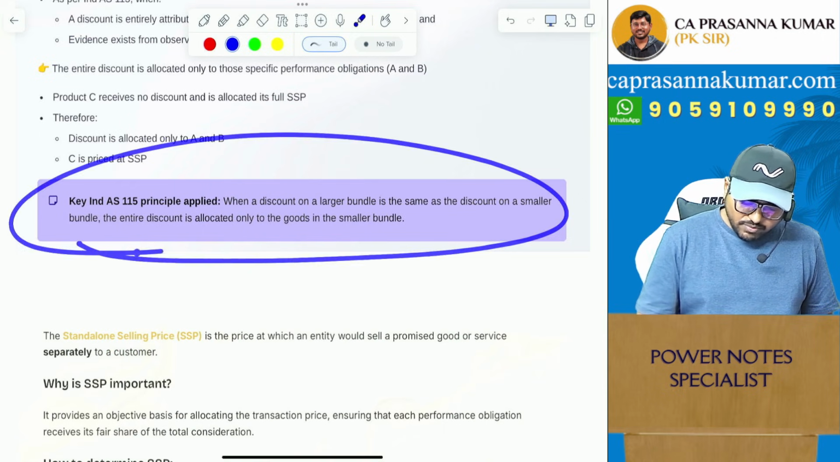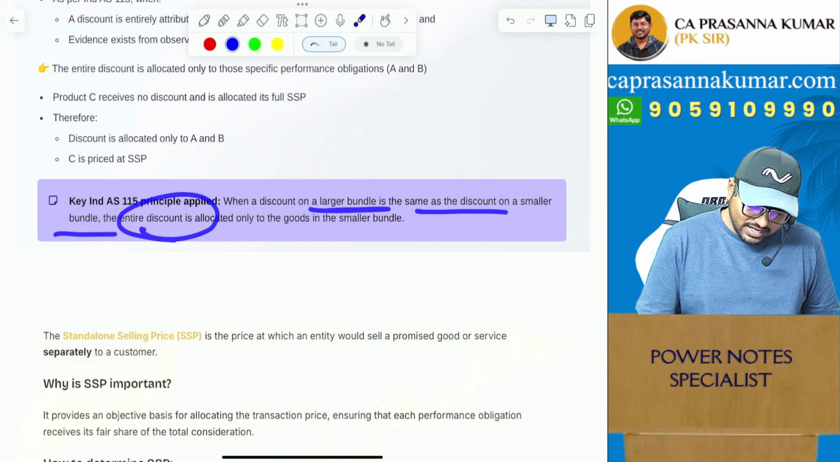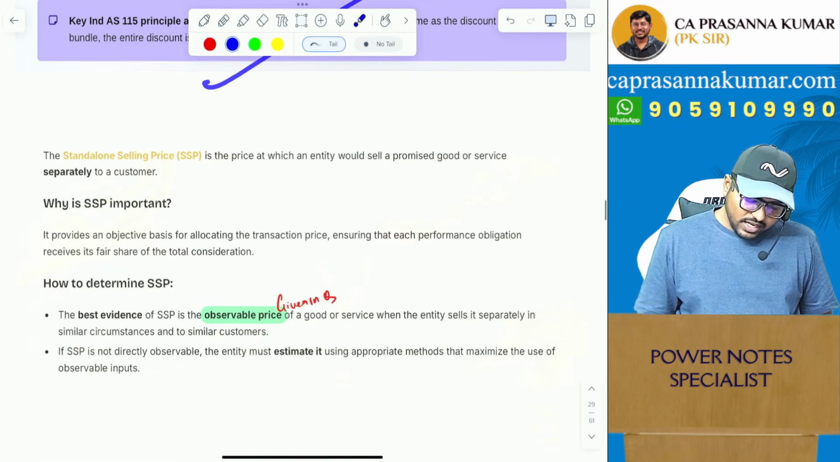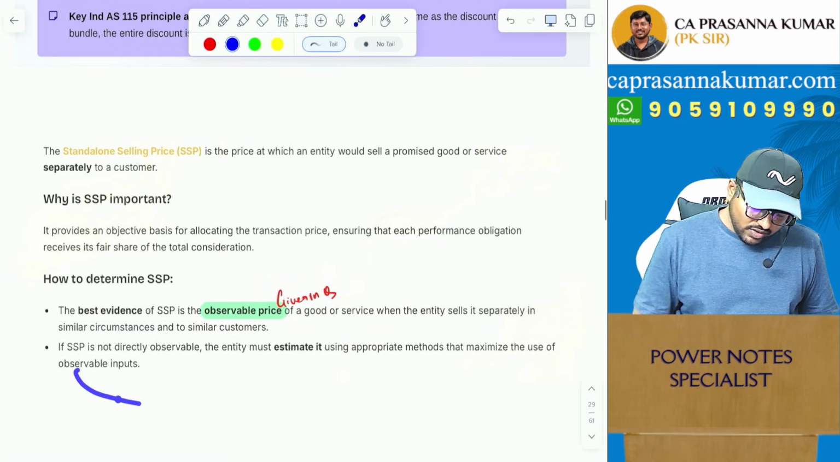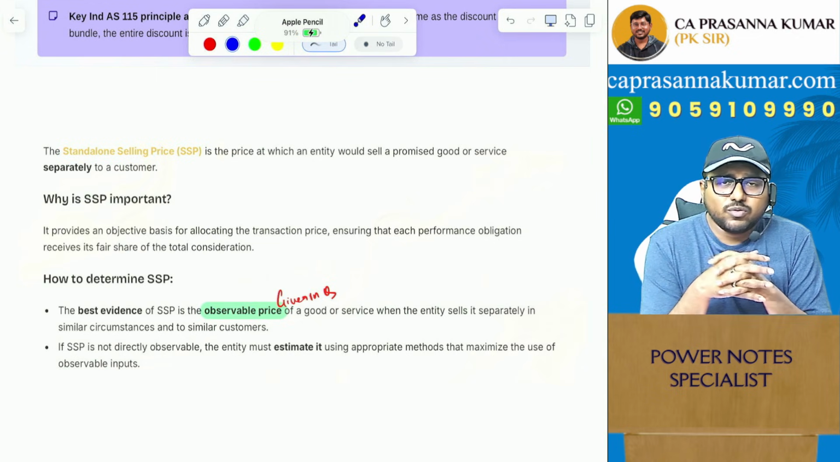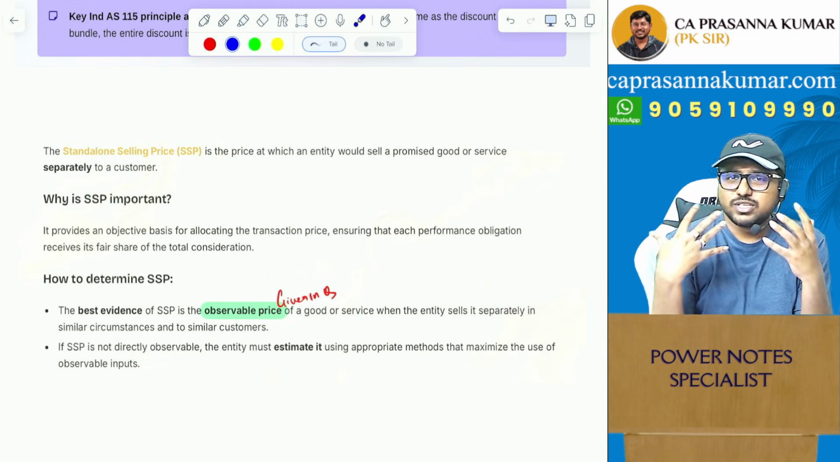So the key point is, when a discount on a larger bundle is the same as a discount on the smaller bundle, the entire discount is allocated only to the goods in the smaller bundle. Simple. Done? Okay. Now, let's try to understand what SSP is first, because we are discussing that only. In step 4, we are saying that allocate the total transaction price in the ratio of SSPs. Now, the question is, what do you mean by SSP?